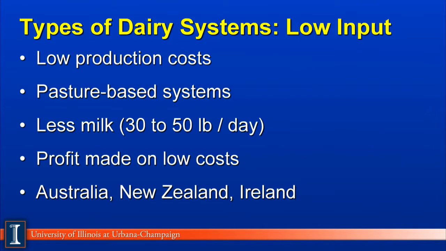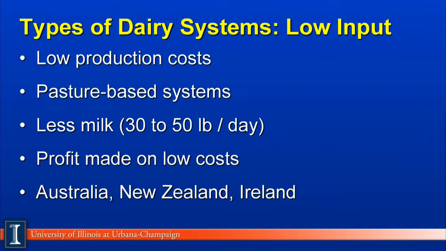Second type we will call low input. The focus on this system is low production costs. Generally, this is associated with pasture-based feeding systems and very little grain being fed to cows at all, and usually in fairly temperate environments. Cows produce less milk. Levels of 30 to 40 to 50 pounds of milk is very common per cow per day.